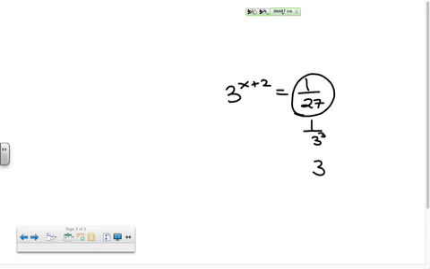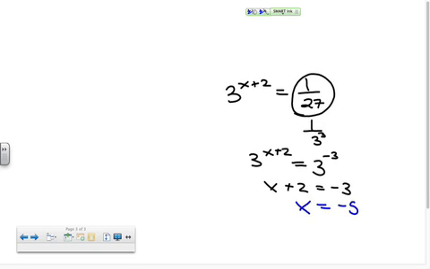So we're going to make this 3 to the negative 3 equals 3 to the x plus 2. So now we can say that x plus 2 equals negative 3. Works out very nicely. I can now solve for x, and x becomes negative 5. Okay, so that was a simple problem. Let's do another one.